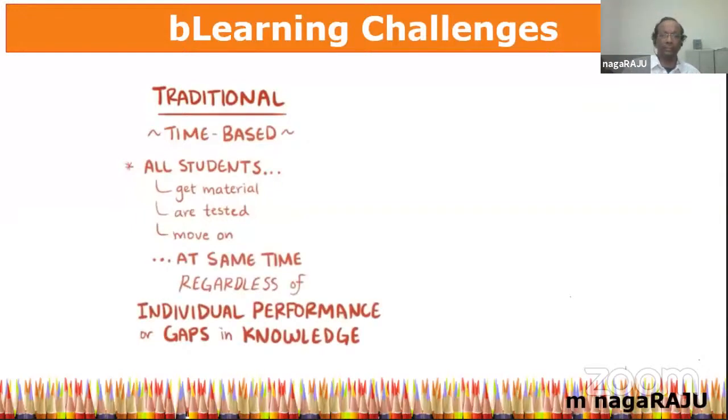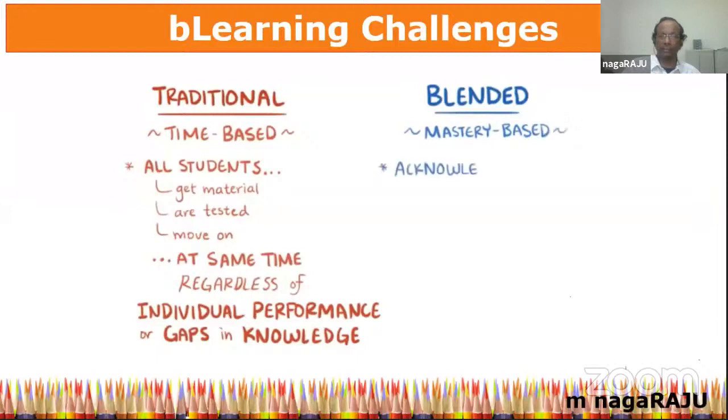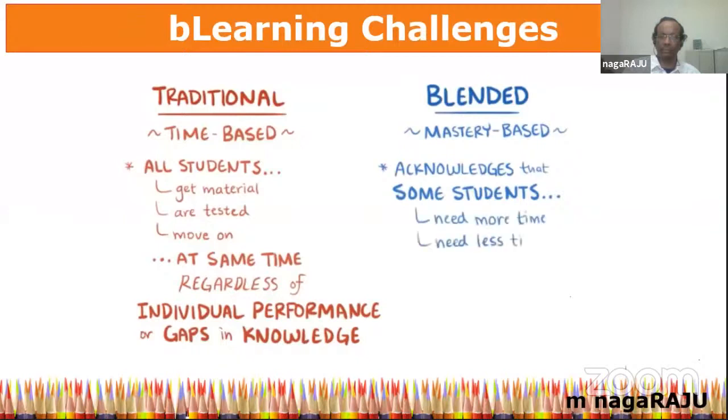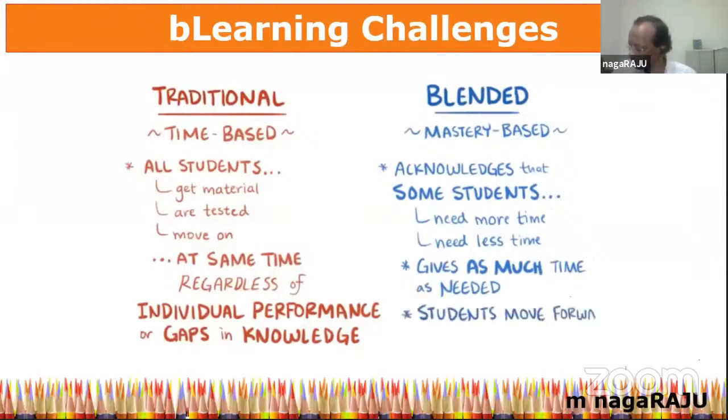Blended classrooms are flexible enough to allow the use of a mastery-based model, which acknowledges that not all students are going to get the material at the same time. Some students might need more time to understand a topic, while at other times those same students will speed ahead. By giving students as much time as they need on a topic and letting them decide when they're ready to be tested, blended classes can help to ensure that students move forward only when they've shown that they can apply what they've learned with confidence.